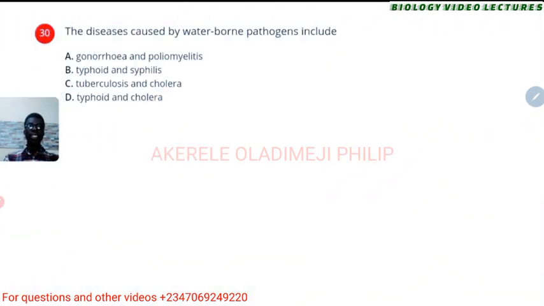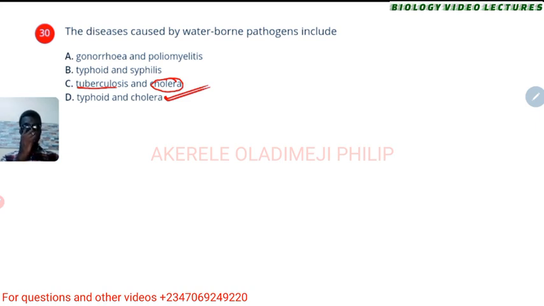Now it says here, the disease caused by a waterborne pathogen includes gonorrhea, which is an STD, poliomyelitis, which is a kind that destroys the nerves, typhoid and syphilis. Syphilis is an STD, typhoid is waterborne, but the two of them together is wrong. The answer is actually cholera and typhoid, which is D. This is also waterborne, but tuberculosis is airborne. So the answer is D, typhoid and cholera.